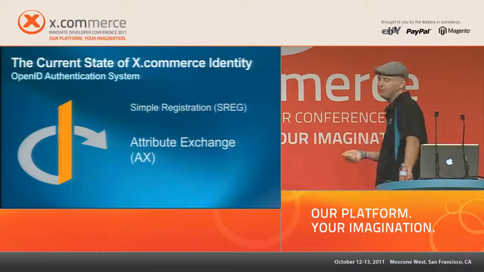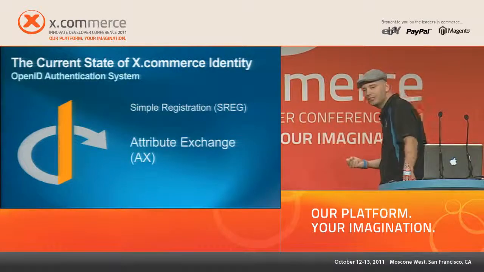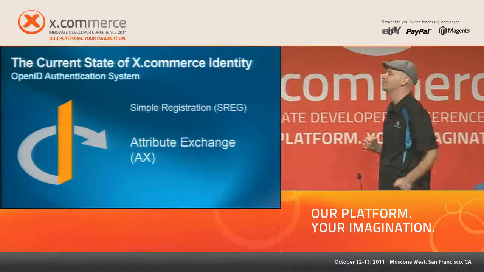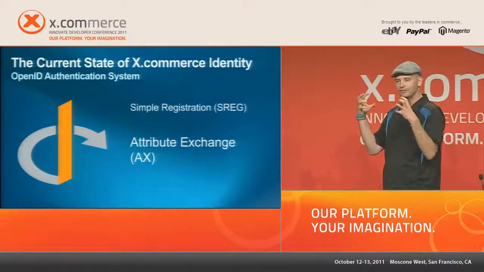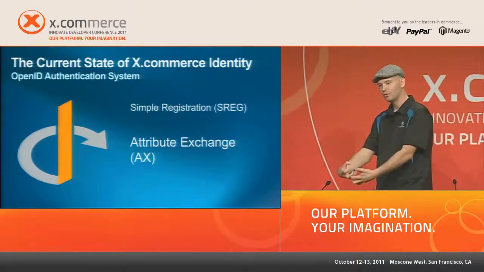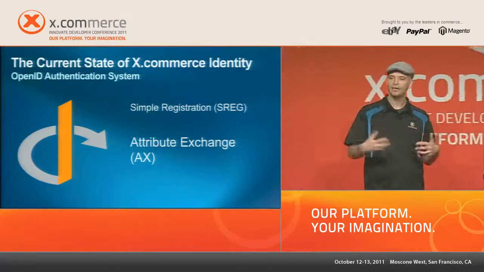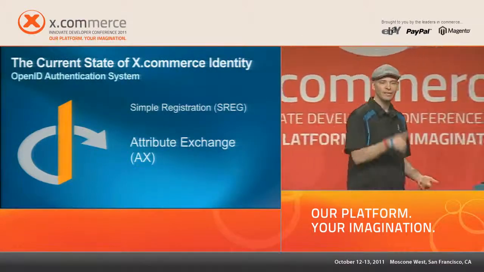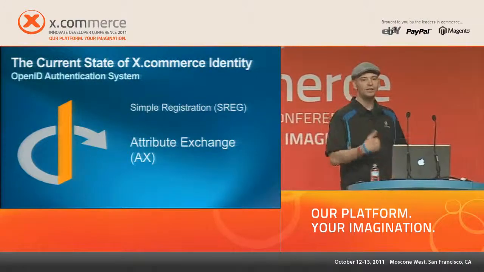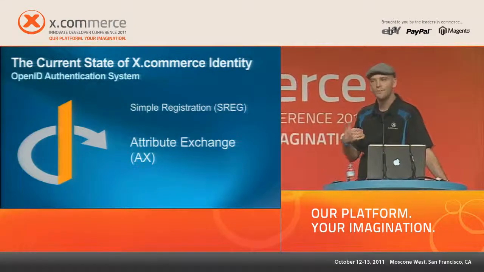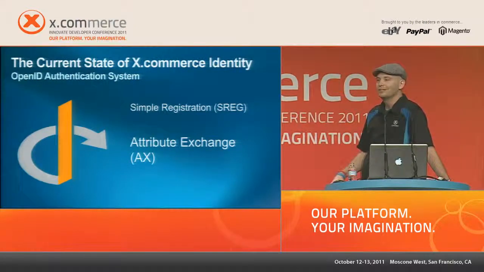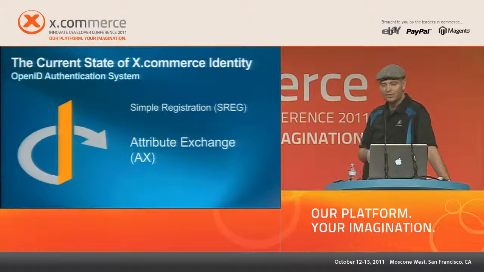Then we have attribute exchange. Attribute exchange is a much more extensive version of simple registration. It gives you that basic information, but more details like your address information. And it keeps going on and on. We supply a great amount of user information that can all be used to speed up the checkout process, to make it easier for people to register, even bypassing the registration process completely.